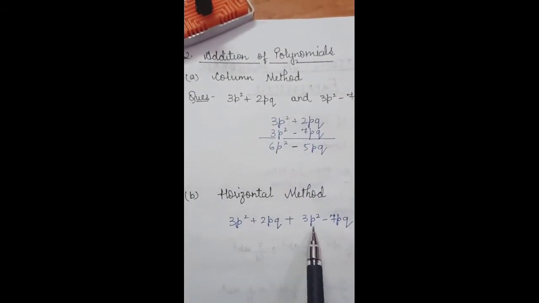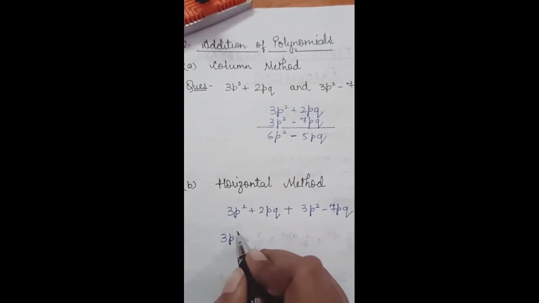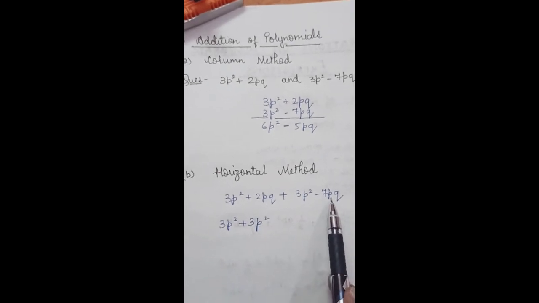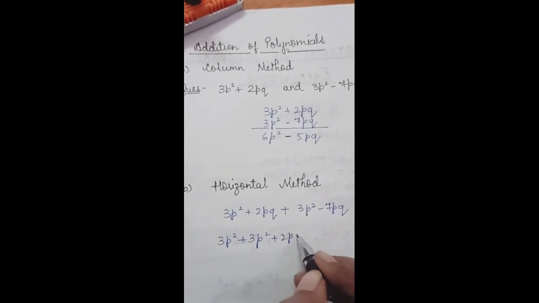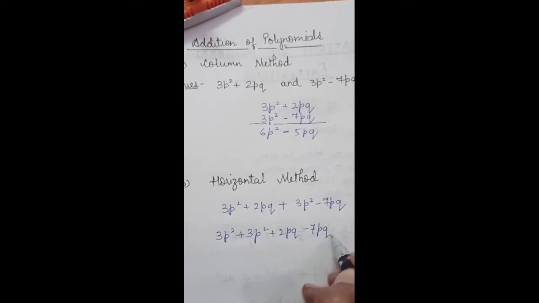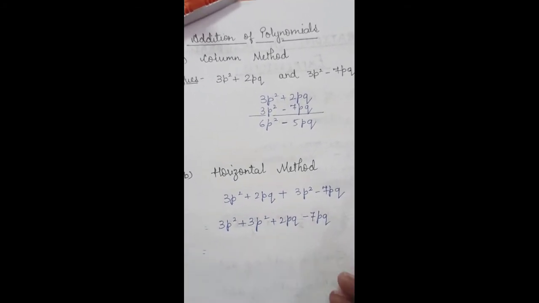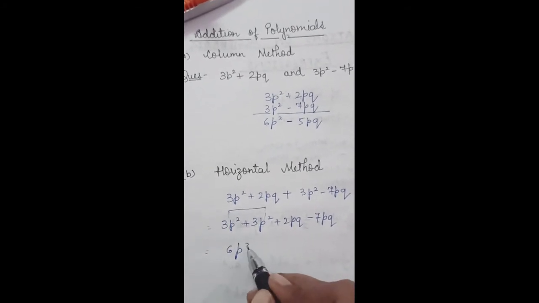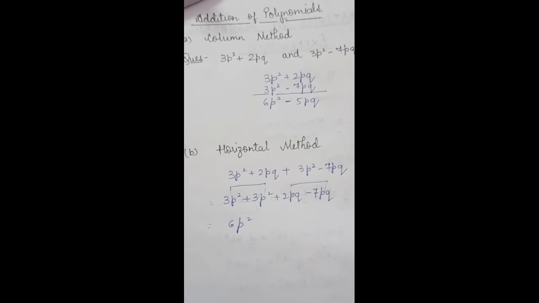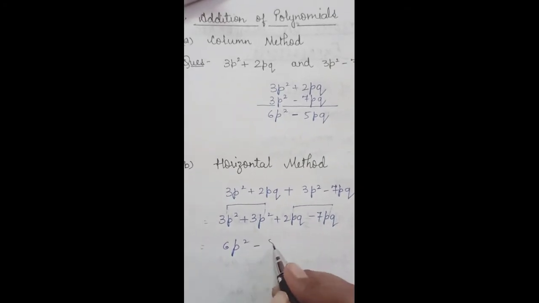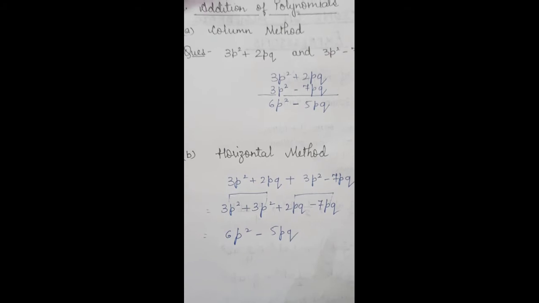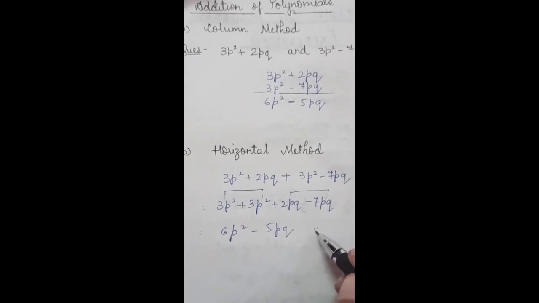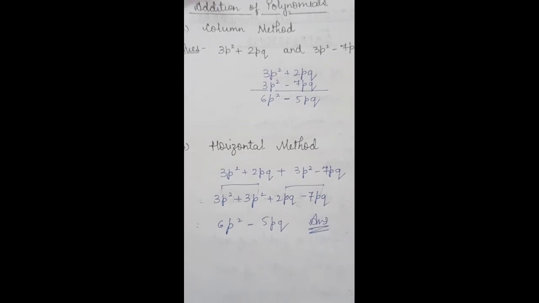Here is p square, here is p square. So we group it: 3p square plus 3p square. Now 2pq and minus 7pq. So we write here 2pq minus 7pq. Now we'll solve the like terms. First we solve this. Here we get 6p square, and on solving this you will get the answer minus 5pq. This is your required answer. We cannot subtract unlike terms.